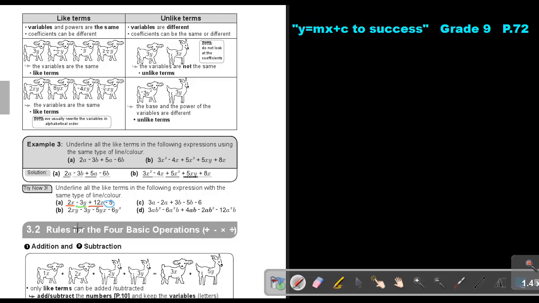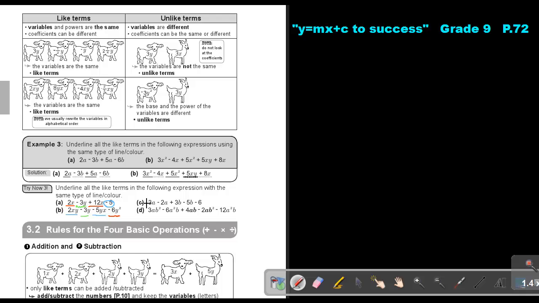If I look at number B, there's a 2xy. Is there another xy? Yes. The order is just different, but it does not matter. They are still like terms. And then look, there's a 3y, that's all right. Oh, but this one is y squared. So this one is not like this one. It's unlike the rest.